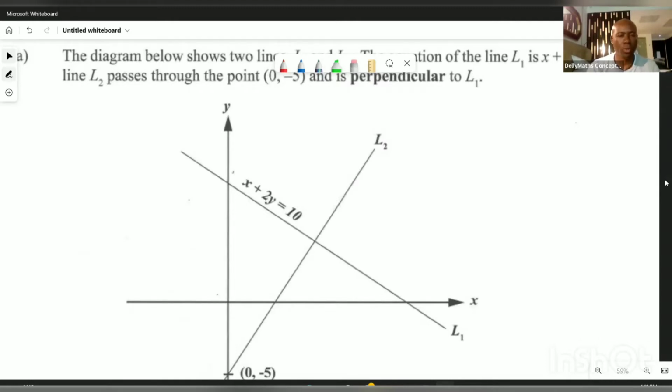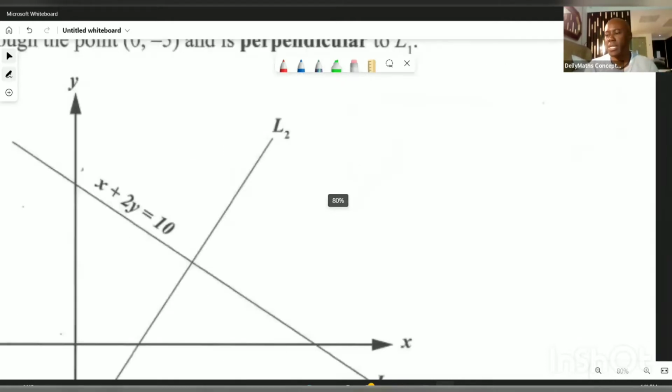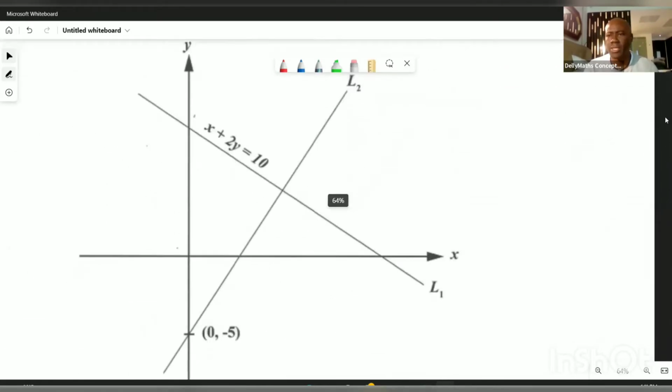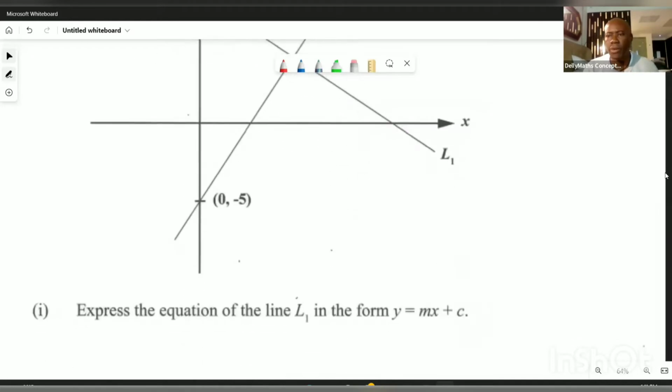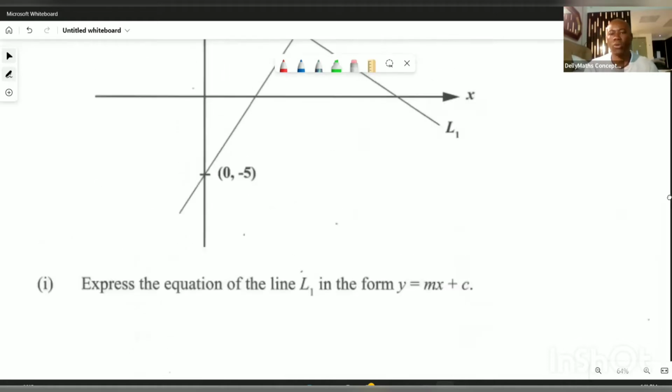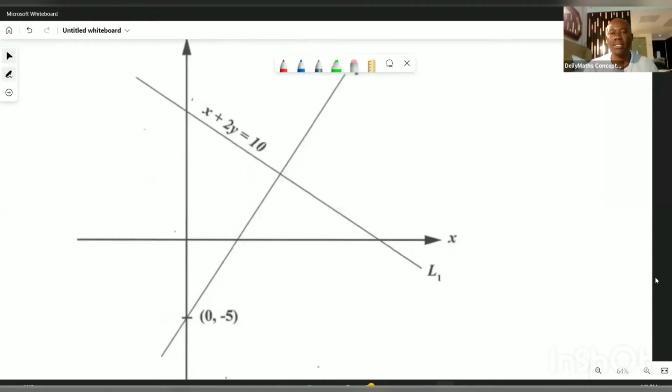So what we want to do now is see what the questions are really about. The first question says express the equation of line 1, L1, in the form y = mx + c. So let's see how we got it.